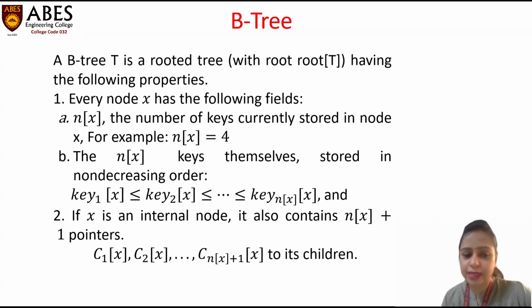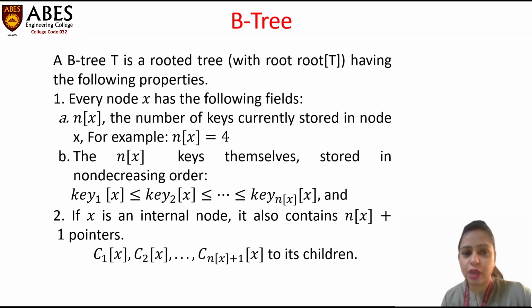That is, key 1 of x is less than or equal to key 2 of x is less than or equal to key n of x. That means you have to store the data in an increasing order 1, 2, 3, 4, 5, 6, 7, 8, 9 up to 10. If X is an internal node, it also contains pointers. That number of pointers is indicated by n of X plus 1. That means if a particular node has 4 values, or we can say 4 keys stored, then the pointers according to them would be 1 plus that particular number.